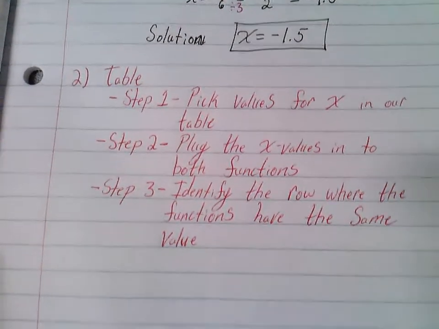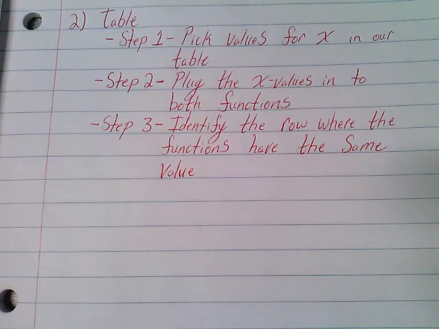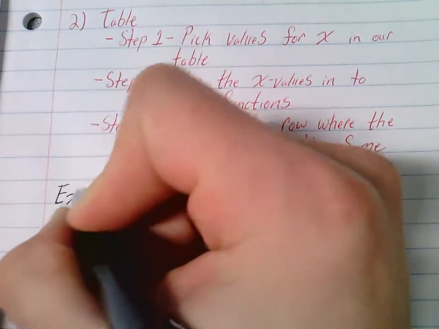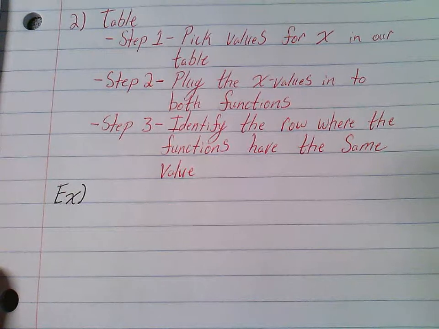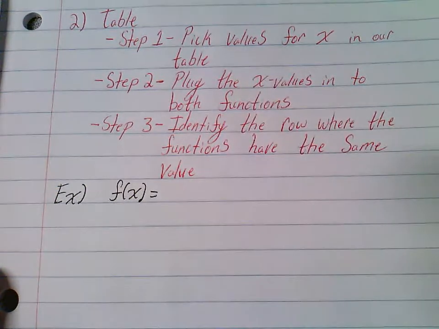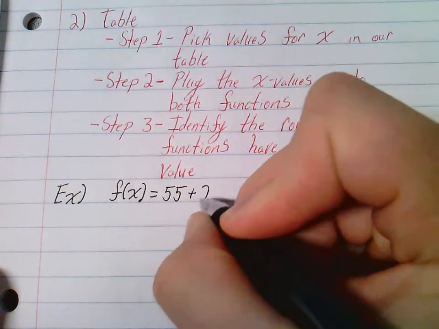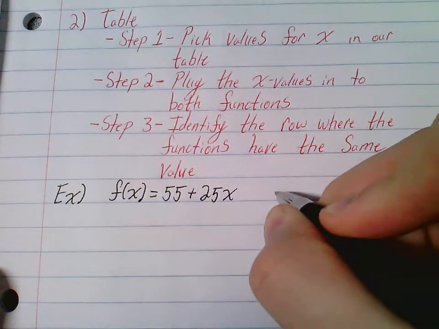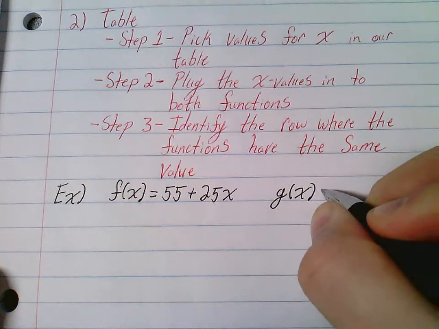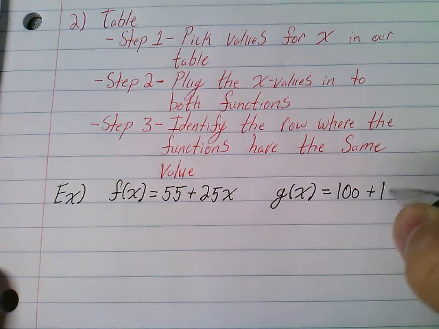3 steps, but remember tables can take a little bit longer depending on our guesses. So let's look at a quick example here. Let's see if we can guess pretty well. Let's say that I've got f of x here is 55 plus 25x. And g of x is equal to 100 plus 10x.